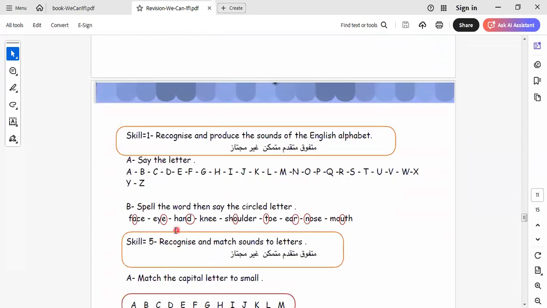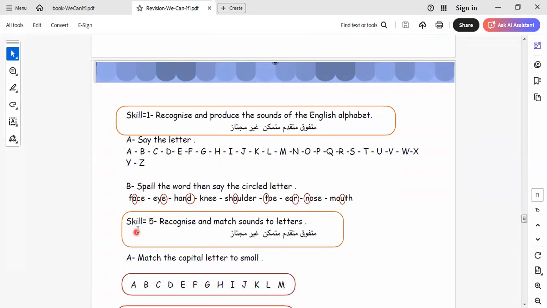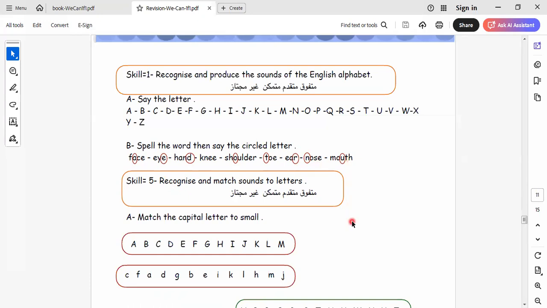Let's now review the vocabulary that we learned in unit 2 today. Here we have face, eye, hand. Here we spell the words and say the words circled in letters. Here is the pronunciation of face, eye, hand, shoulder, toe, ear, nose, mouth.